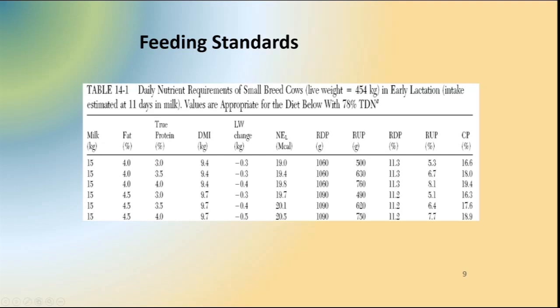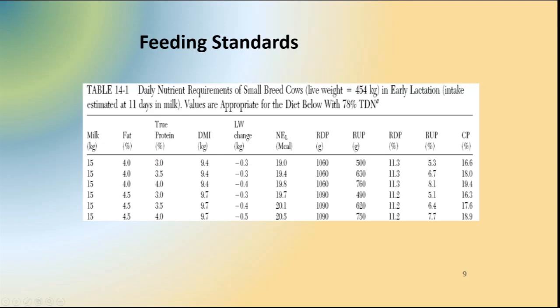In this requirement table, this is just an example. It's Table 14.1, daily nutrient requirement of small breed cow. In early lactation, intake estimated at 11 days in milk, values are appropriate for the diet below with 78% TDN. So still, the requirements are mentioned in TDN values. For 15 kg of milk with 4% and 4.5% butterfat, the requirement for true protein, then dry matter intake, and live weight change, either negative or positive. Here all the values are negative because at 11 days in milk, animals usually lose body weight.